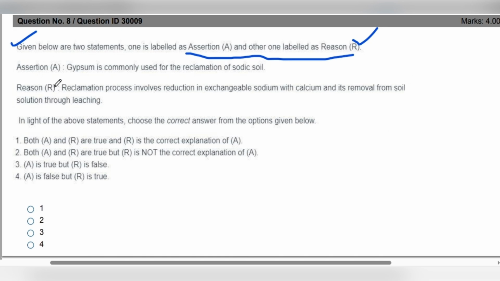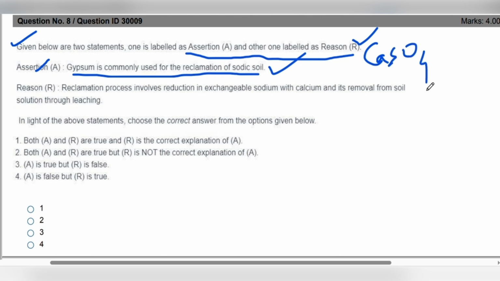The assertion says gypsum is commonly used for the reclamation of sodic soil. This is completely correct. We know the formula of gypsum is CaSO4·2H2O. That is calcium sulfate dihydrate. So it is used for reclamation of sodic soil. We know this is the chemical measure. This is a soluble source of calcium, which is one of the major important methods of reclamation of sodic soil.